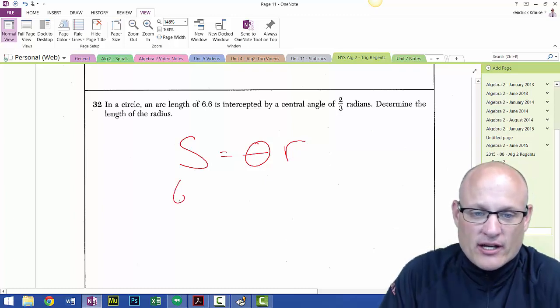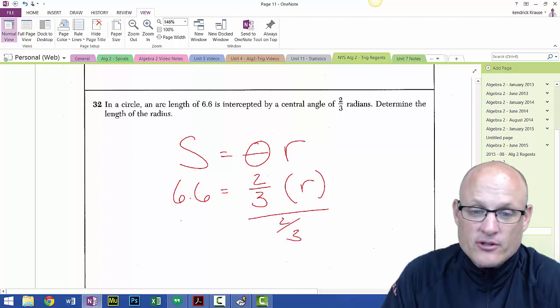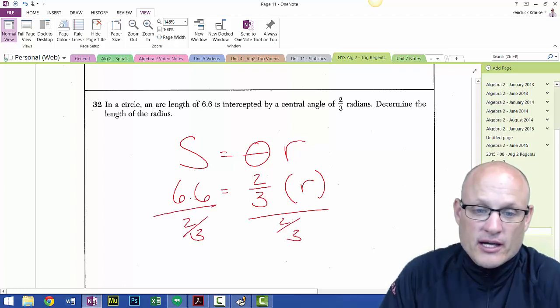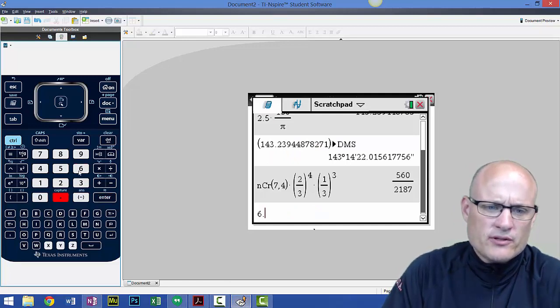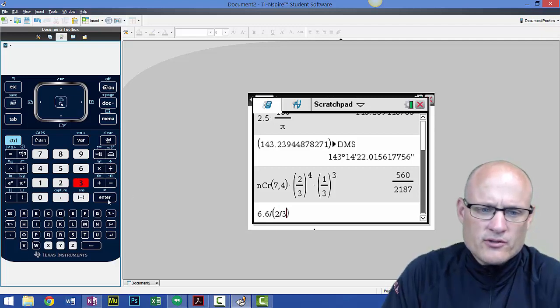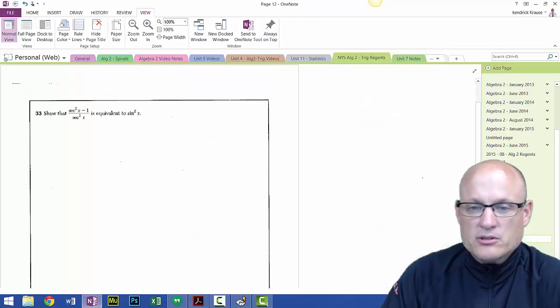So S being the arc length is 6.6. Theta is just 2/3. And my radius is, well, whatever my radius is. Divide by 2/3. And I get R equals 9.9. Hold on. 6.6 divided by 2/3. It's 9.9? Yep, that's it. 9.9. There's your answer. Next problem.